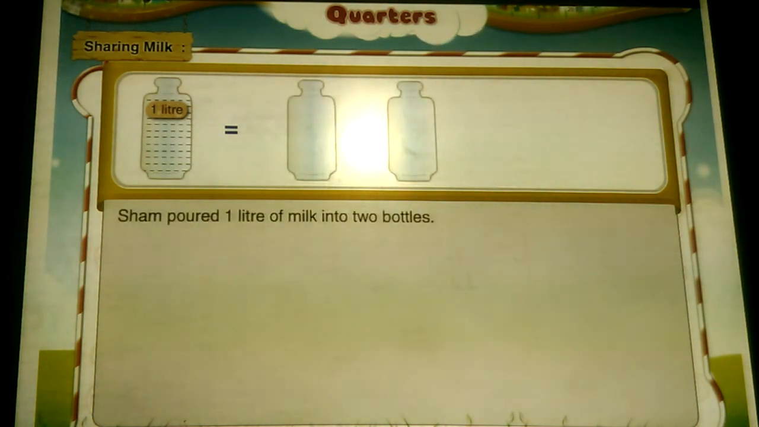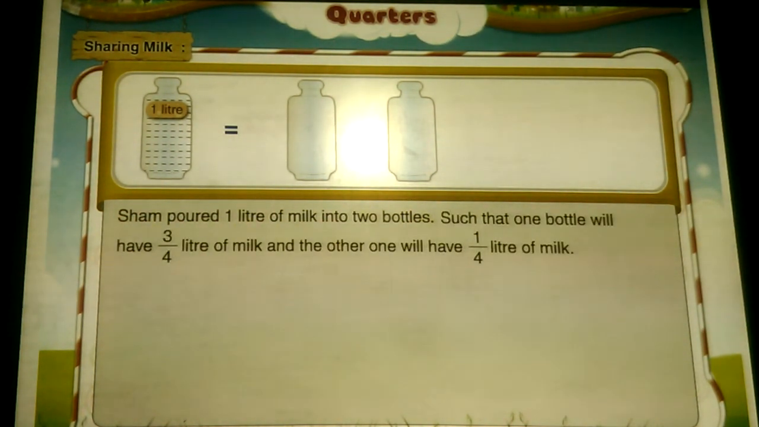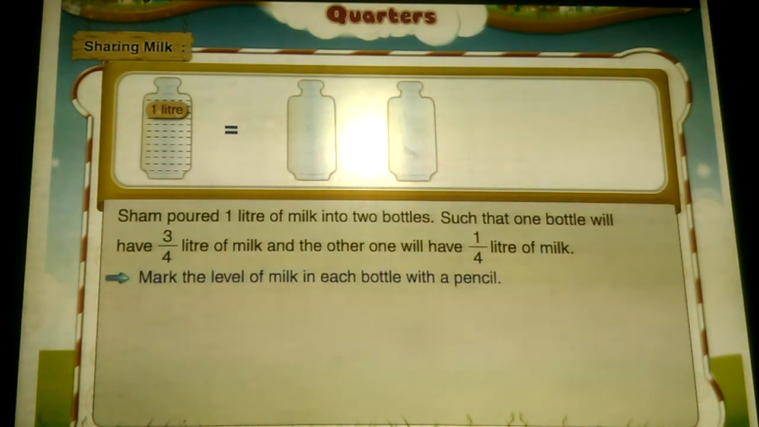Now, hold 1 liter of milk into 2 bottles such that one bottle will have 3/4 liter of milk and the other one will have 1/4 liter of milk. Mark the level of milk in each bottle with a pencil. How many milliliter of milk does each bottle hold?